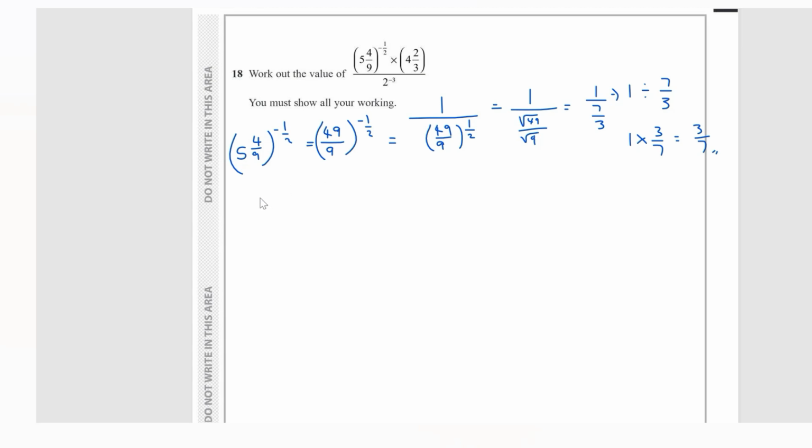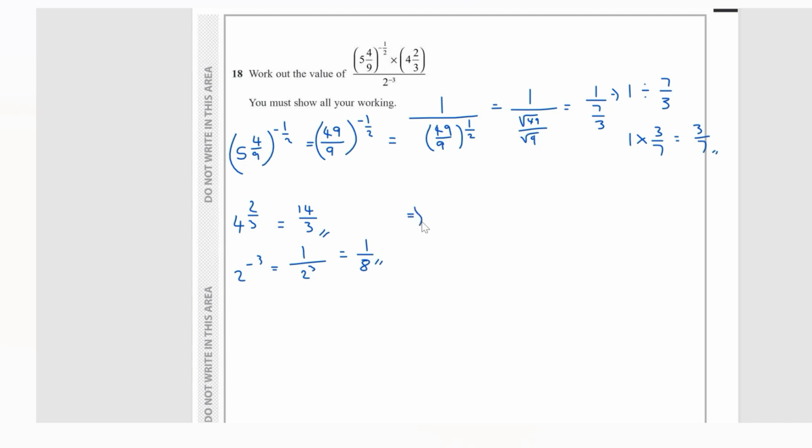For the second number here, again a mixed number, so we just need to convert this into an improper fraction. 12 plus 2 is 14. Okay, fine. For the denominator, 2 to the power of minus 3, negative power, so we do 1 over 2 to the power of 3, which is 1 over 8. So now we've simplified all of the numbers in this fraction. We can now substitute these in.